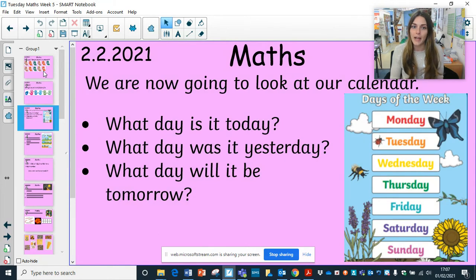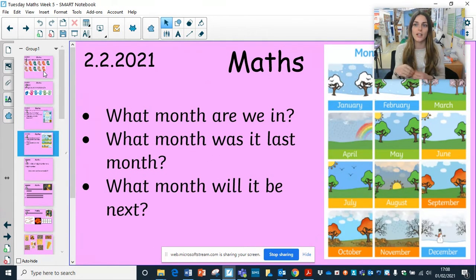So we are now going to look at our calendar. What day is it today? What day was it yesterday? And what day will it be tomorrow? And then to challenge yourself, the next step is to look at the months of the year. So what are we in now? What was it last month? And what will it be next month coming?